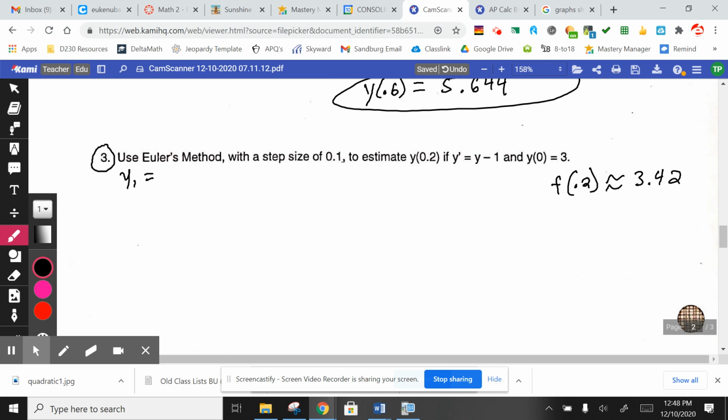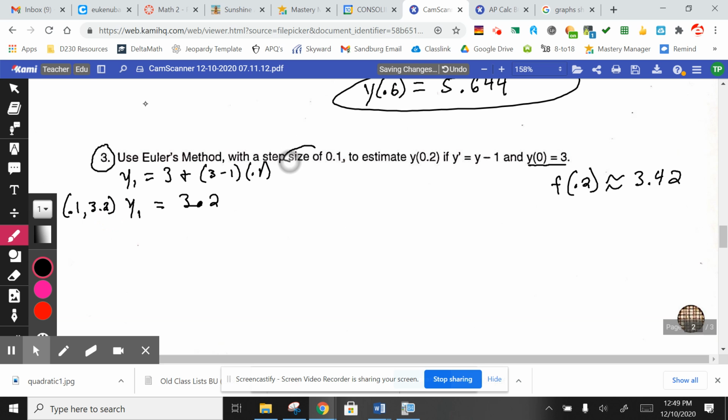Y sub 1 should be set equal to the original y value, so that's what this gives us as a 3. Then we would want our slope at the beginning, and it's y minus a 1, so in this case 3 minus a 1. Our step size is now a 0.1. So that first y value, we evaluate that, should have given us a 3.2. And then we know we're now at 0.1. And then our y coordinate is 3.2.